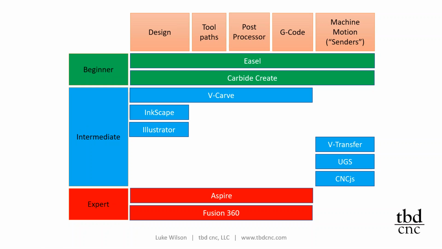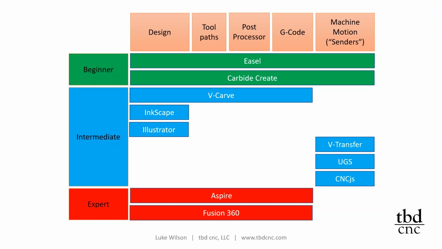So the softwares in green there, Easel and Carbide Create, those are your do-it-all softwares. They're designed for beginners, and they cover every step of the process. As you get more intermediate and further along in your journey, you're going to look at other softwares. These softwares generally aren't going to do everything. They're going to take certain steps of this process, and you're going to use multiple softwares together to get everything that you need done. So for intermediate design software, you can use V-Carve, you can use Inkscape, you can use Illustrator. Really, there's any number of softwares that you can use if you're starting from scratch to do your design.